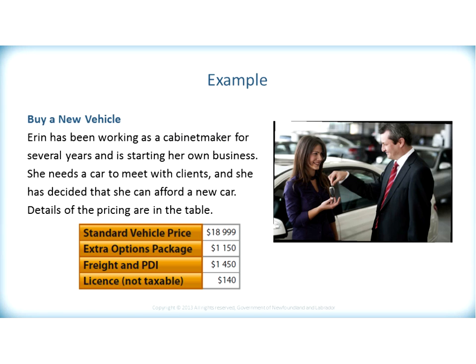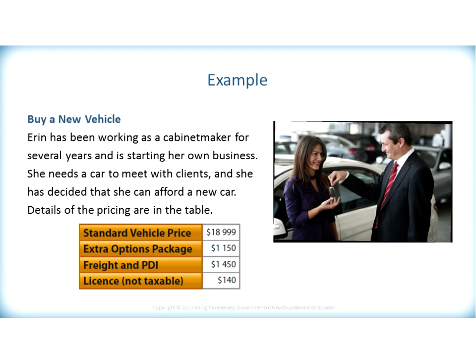So now we're looking at buying a new vehicle. Erin has been working as a cabinet maker for several years and is starting her own business. She needs a car to meet with clients, and she has decided that she can afford a new car. Details of the pricing are in the table. So the standard vehicle price is an $18,999 car. But when you buy new, there are a few extra things that you're going to have to pay as well. Any extra options, the base model, the standard vehicle price, that's the base model of the car.